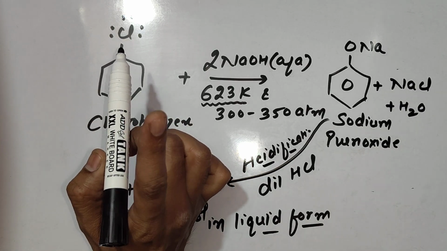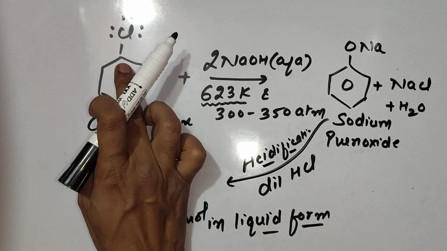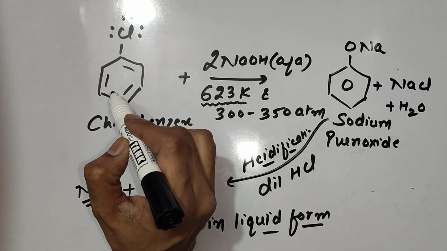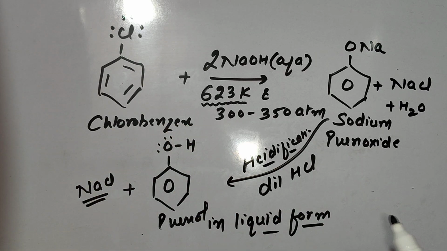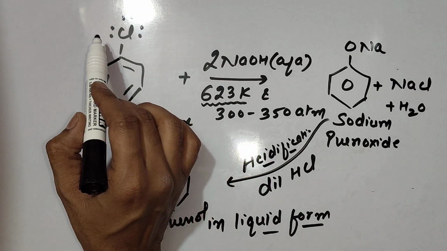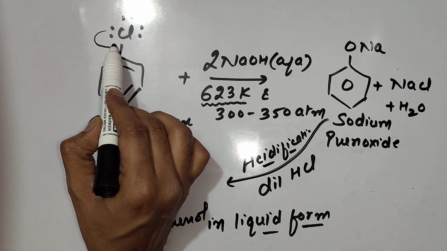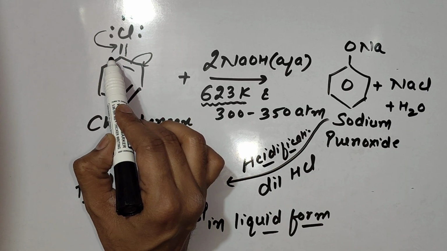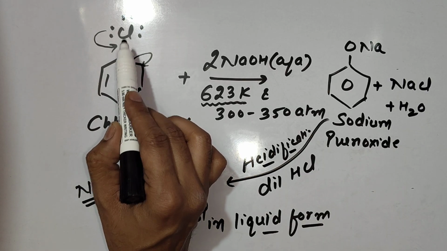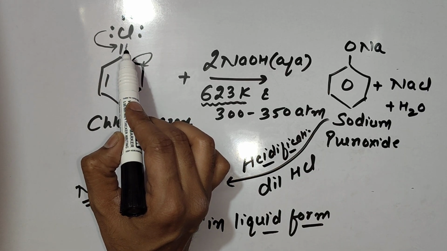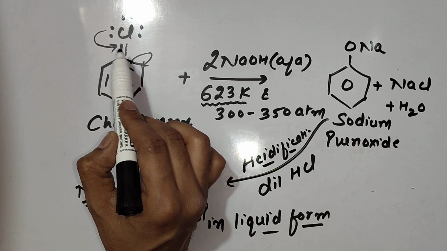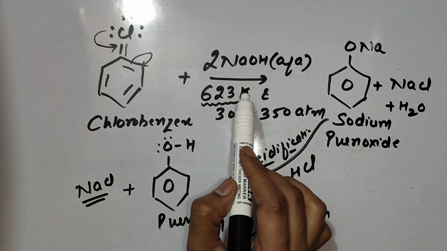And this bond breakage is not so easy because it's a haloarene, and haloarenes are much less reactive toward nucleophilic substitution reactions. We have already discussed this under the chapter of haloalkanes and haloarenes. The reason was that it shows resonance, due to which there is partial double bond character. Between carbon and chlorine a partial double bond is there, and if a double bond is generated, the bond becomes strong. So to break this bond, high temperature is required.